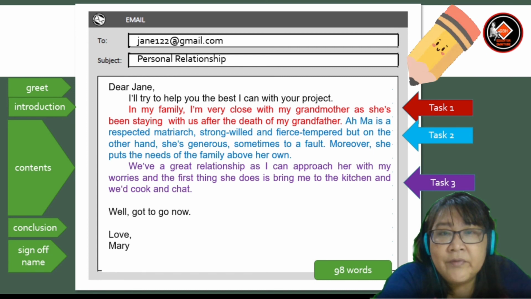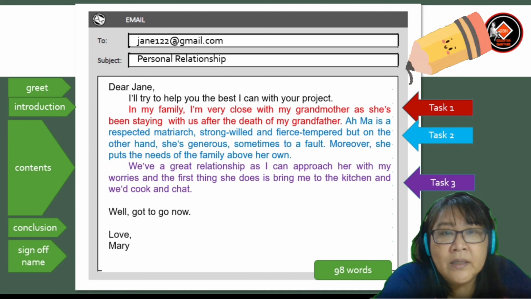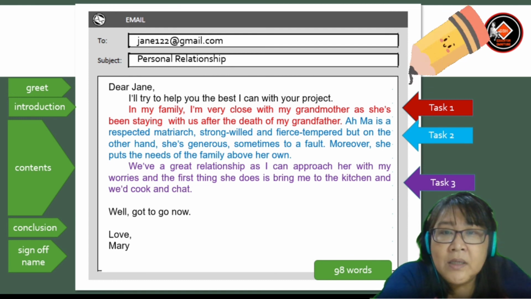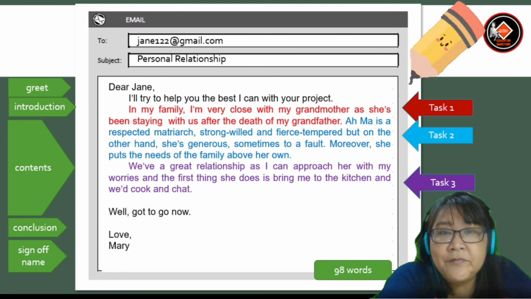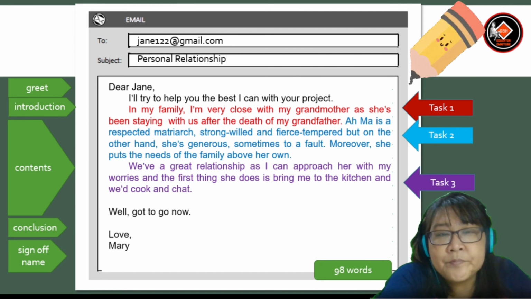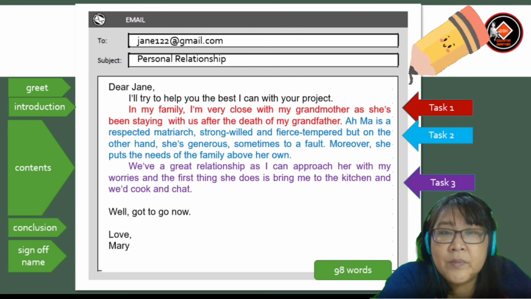In my family, I'm very close with my grandmother as she's been staying with us after the death of my grandfather. And then for task 2, you have to describe the personalities, characteristics or traits. Amma is a respected matriarch, strong-willed and fierce-tempered. But on the other hand, she's generous, sometimes to a fault. Moreover, she puts the need of the family above her own. Then task 3 will be whether the relationship is a good one, why or why not.